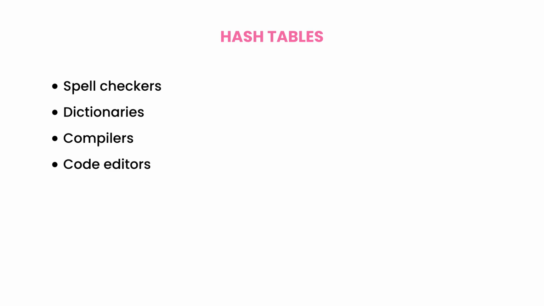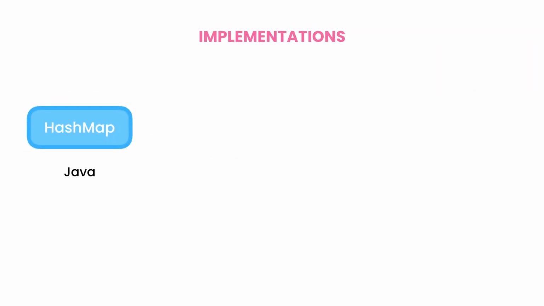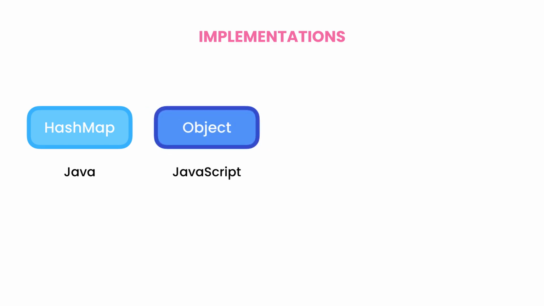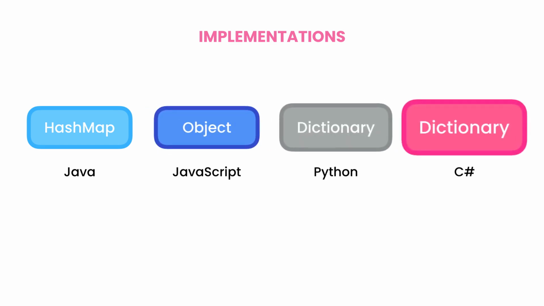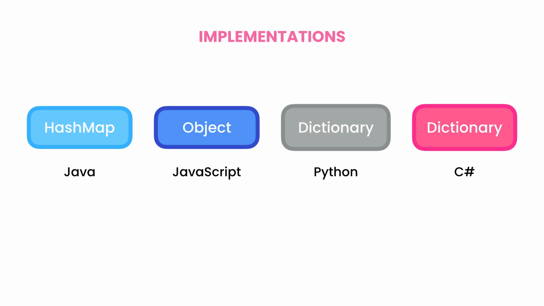Most, if not all, programming languages have support for hash tables, but under different names. In Java, they're called hash maps. In JavaScript, they're called objects. In C# and Python, they're called dictionaries. They're exactly the same thing. Now let's see how they work and why they give us super fast lookups.